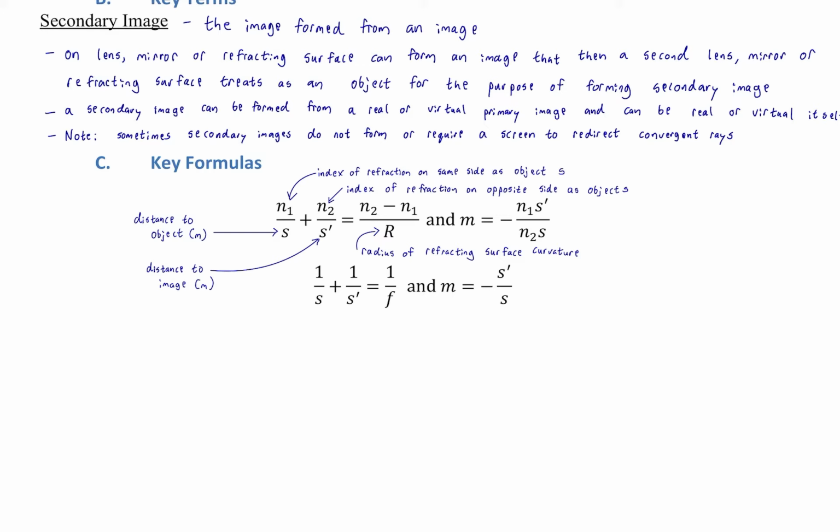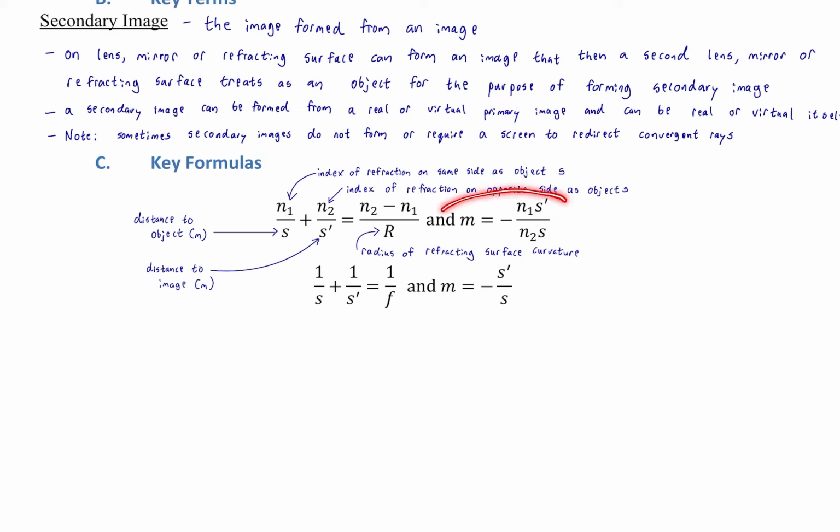All right, what else do we have? Well, we have S prime, which is the distance to the image. And then we have R, which is the radius of the refracting surface curvature. If it's planar, then this term just equals 0, so R can be 0 for the planar case. We're always going to have circular curvature cases, so R will always be non-zero.